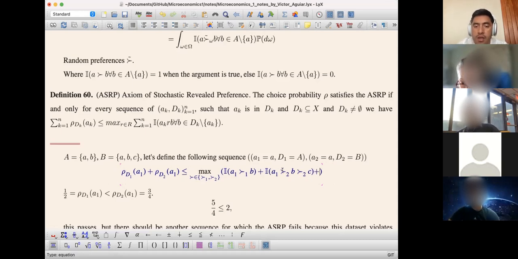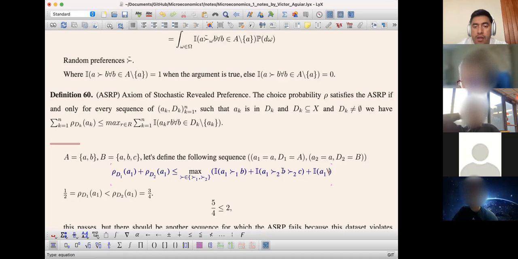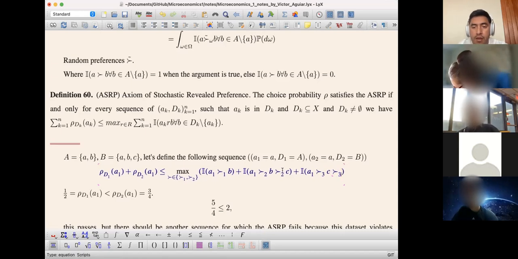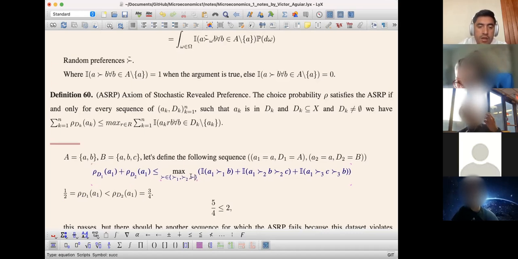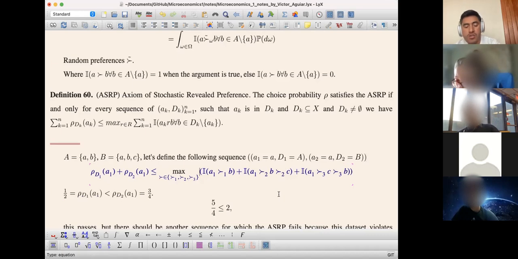So I also need the event. Let's make this complete. The event that A1 is better than, according to preference 3, better than C and better than B, okay? And this will be taken over ranking 1, 2, and 3. So I'm just expanding this so the notation is even more explicit, so there is no confusion.